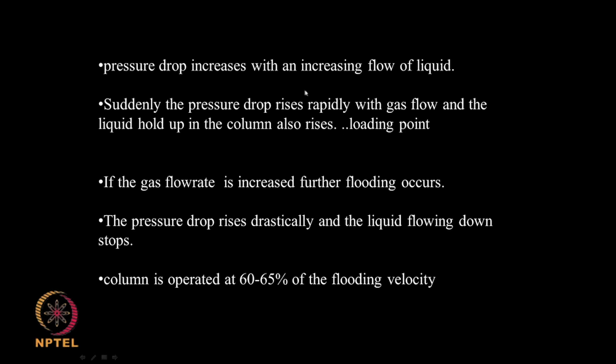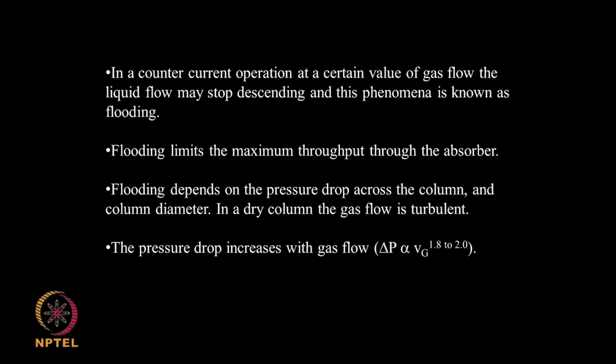So, pressure drop increases with the increasing fluid and suddenly the pressure drop rises rapidly, reaching a loading and then the flooding. Okay. The columns are operated generally at 60 to 65% of this flooding velocity. So, in a counter current operation at a certain value of gas flow, the liquid flow may stop descending, and that is what is called flooding.